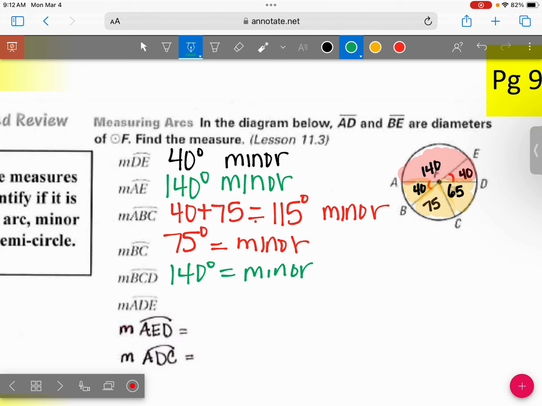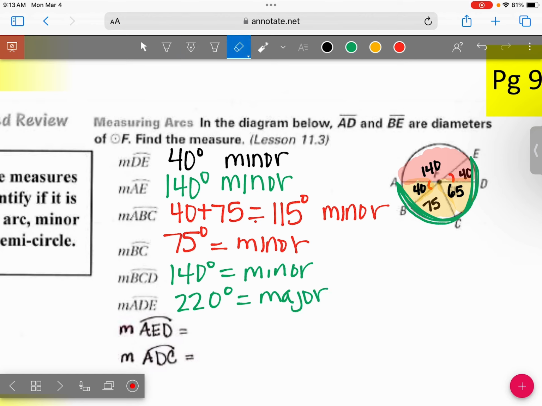All right, what did you get for ADE? That means we would have to go around. Oh, I'm going the other way. I'm sorry, y'all, I'm tripping. ADE, so that would be this part. There's a lot you have to add: 40 plus 75 plus 65 plus 40. 220. Anybody else get 220? Is that a major, a minor, or a semi? Major, yeah, because it's more than 180.